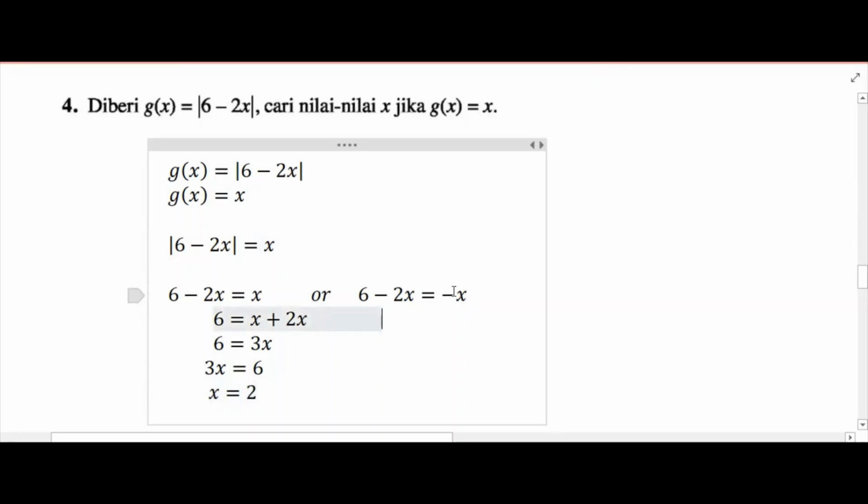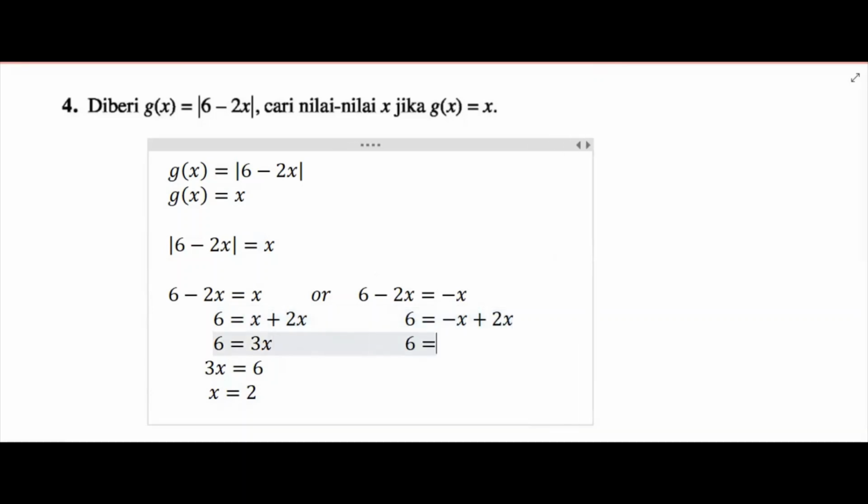Okay, then how about this one? Negative 2x, negative 1x, I will move to the right hand side as well. Pindah ke kanan juga. Sebab ini besar nombor, negative 1. Okay, 6 equals to negative x plus 2x. Negative x tambah 2x, 1x. Done. So x is 6.